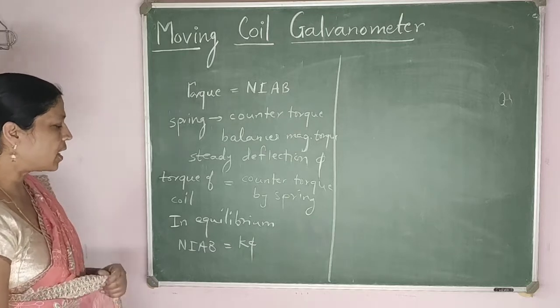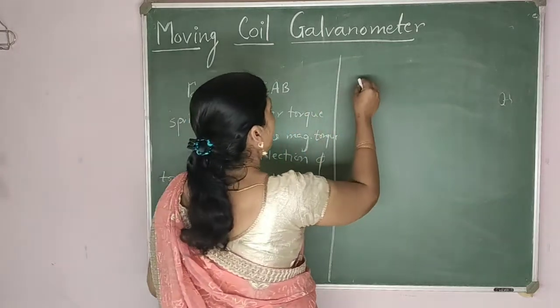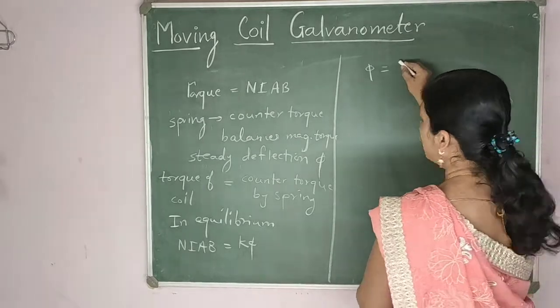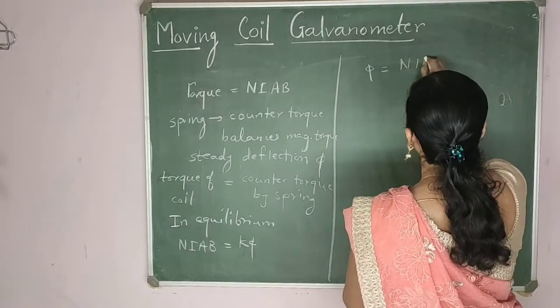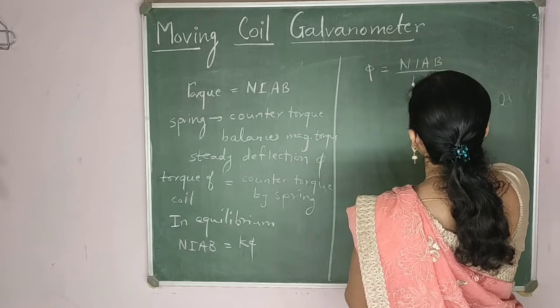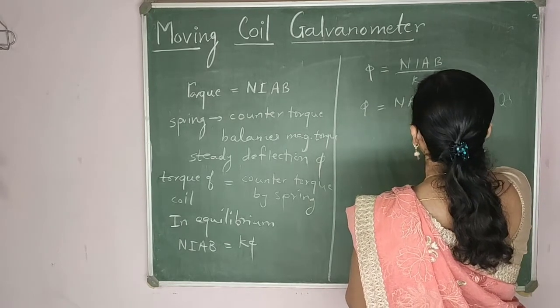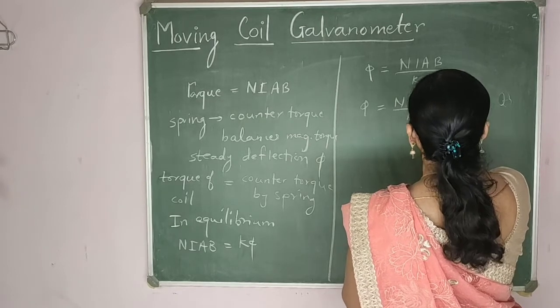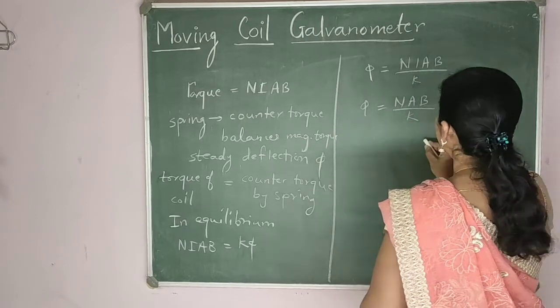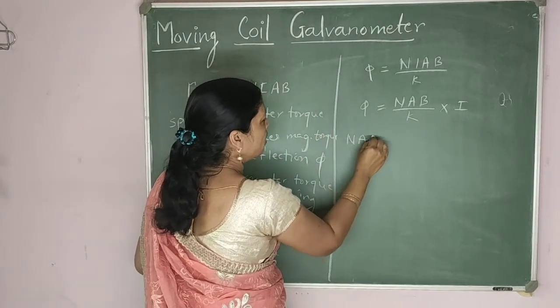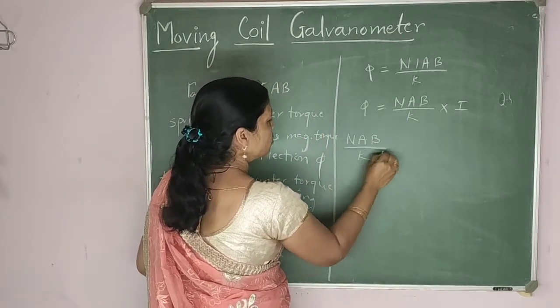So here we can write the expression for phi, that is, the deflection produced by the coil. It is NIAB upon K. If we arrange it, phi will become equal to NAB upon K into I. Here you will see that the term NAB upon K is a constant term.